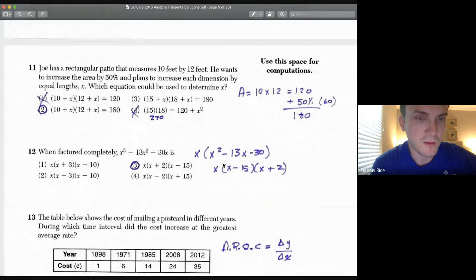I don't remember this one. Joe has a rectangular patio that's 10 by 12. He wants to increase the area by 50% and plans to increase each dimension by equal lengths x. Which equation could be used to determine x?